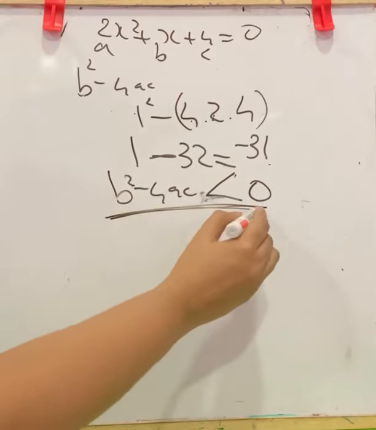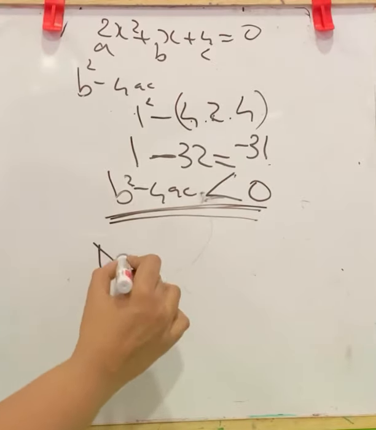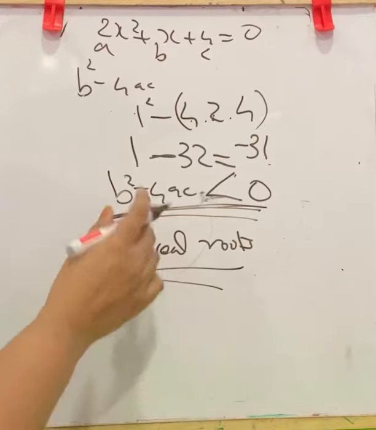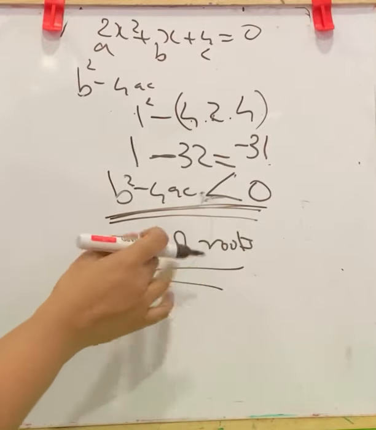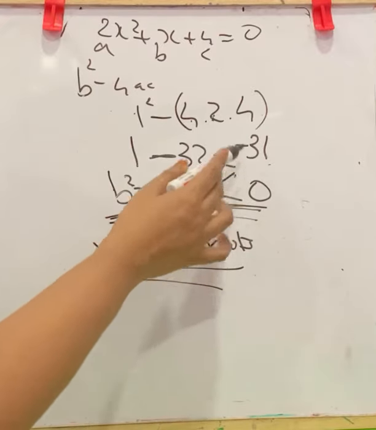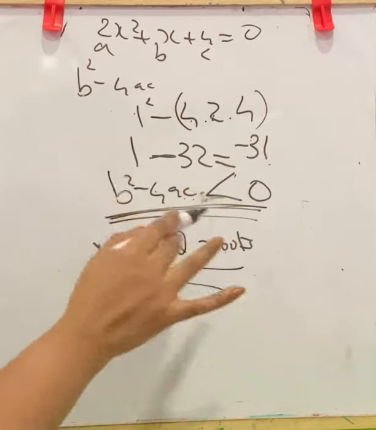So for this case, you will write no real roots. You don't want to do the further steps. Stop here. You can conclude it as no real roots because b square minus 4ac is a negative value, that is less than 0. Next, find the roots of the following equation.